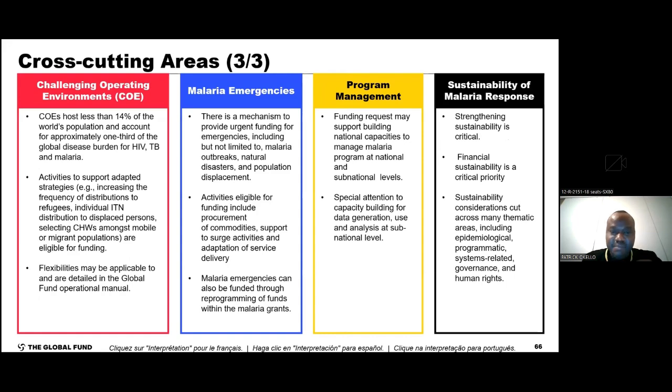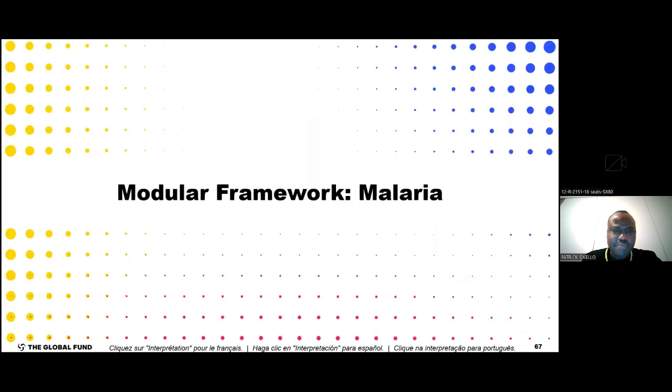And in many areas, whenever emergencies happen, one of the next additional ones will be either diarrhea or malaria. So this is an important one. And of course, program management will be strongly supported just to make sure we look at both national and subnational levels so that we have the capacities to be able to deliver our malaria response in a very sustainable way. Next slide. Briefly on the modular framework, next slide.